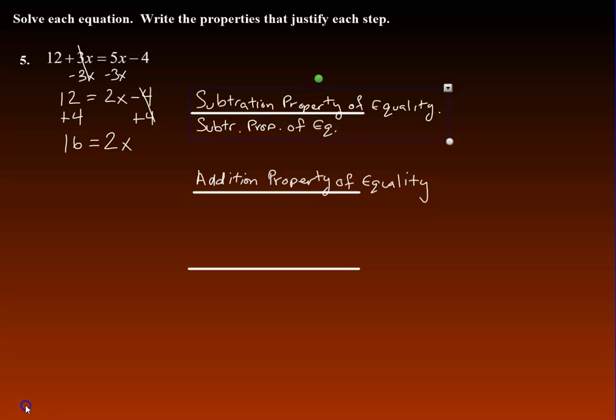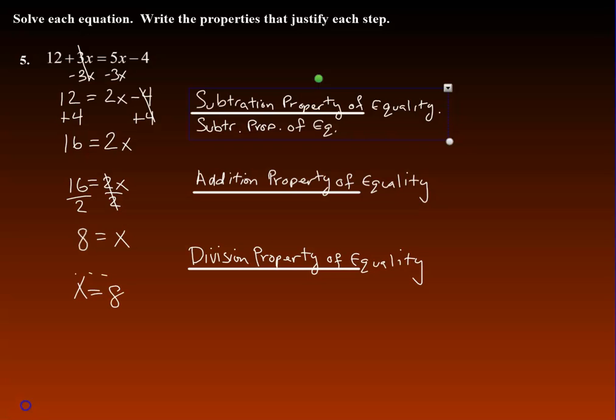Then we're going to divide both sides by 2 so that the 2 that's in front of the x goes away. So 2 divided by 2 cancels and we get 1x, or just x, and 16 divided by 2 is 8. And so this time we divided, so we use the division property of equality. And so our solution is that x equals 8.